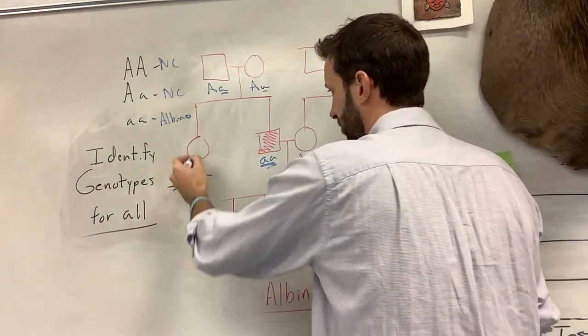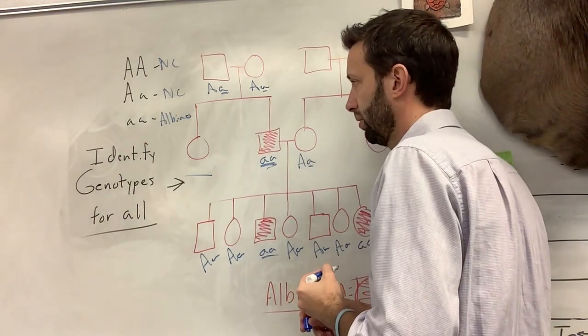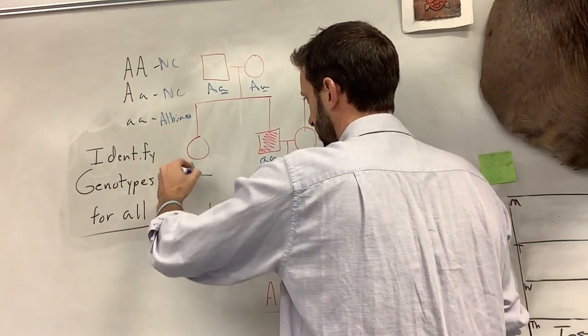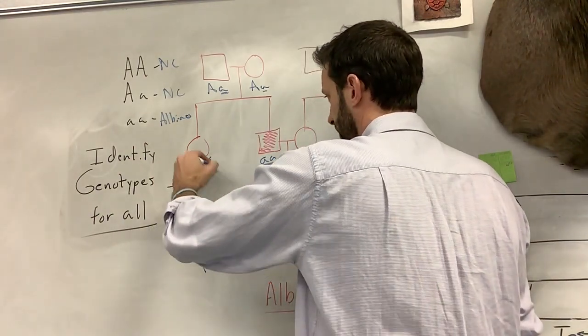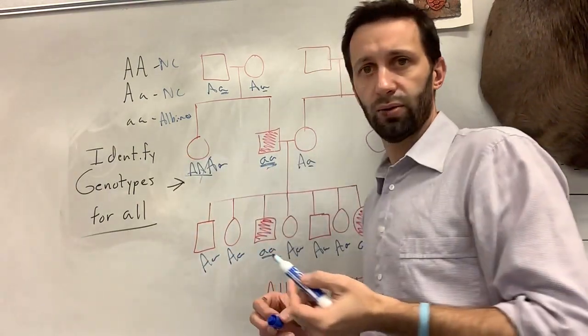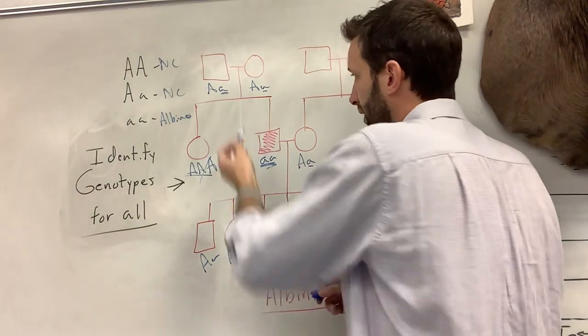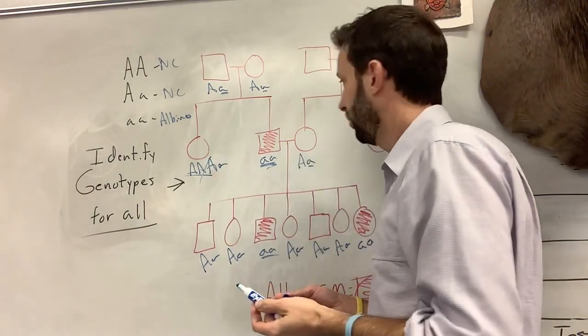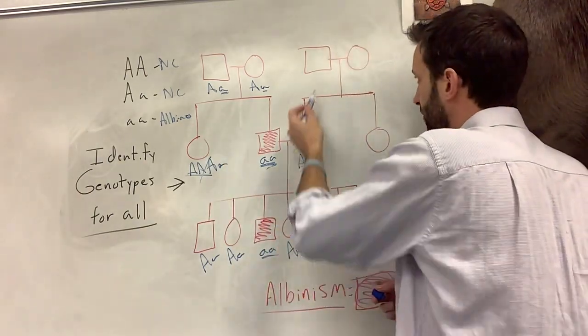What about this individual over here? What are they going to be? Big A, big A? You don't know. You don't know. It could be big A, big A, it could be big A, little a. We know they're not little a, right? But they could have inherited either or. So we don't know. What about this individual's parents up here?